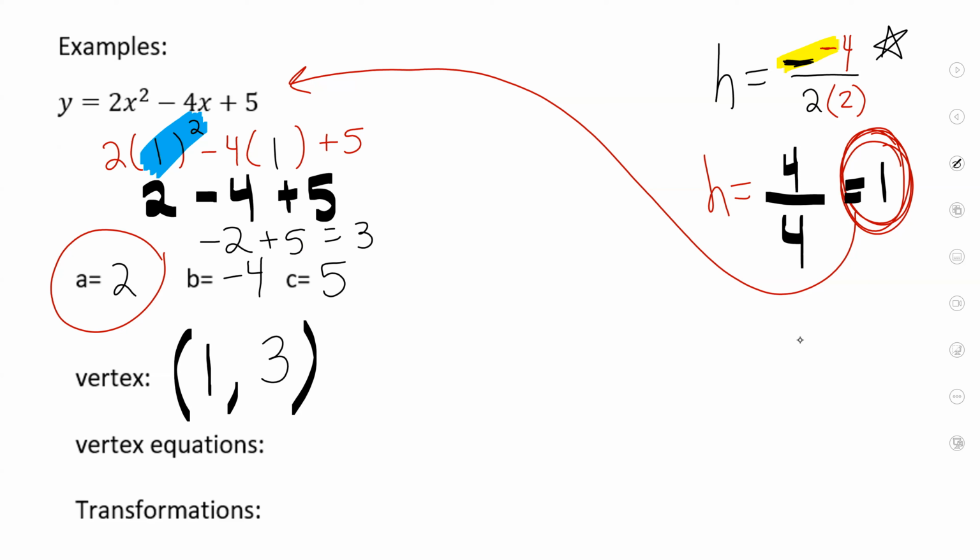Now we're going to put it in vertex form. We're going to put it in the equation. So vertex form, I'm going to write it for you again. Vertex form is a(x minus h) squared plus k. This is the form we're going to use. What did we say the a value was? Yep, we said the a value was 2. We said that in the beginning. So I'm going to put a 2.